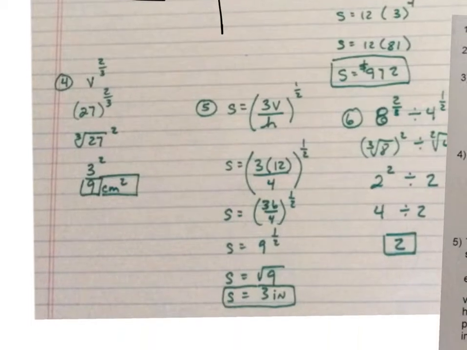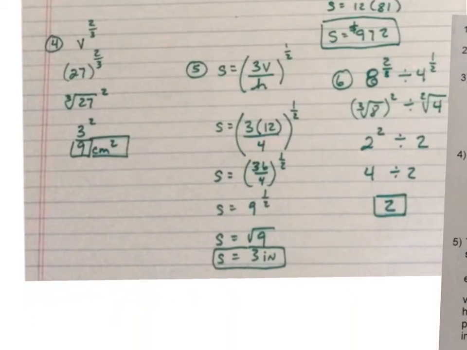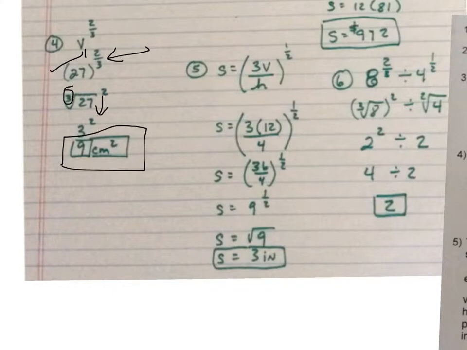Okay. On number 4, we're talking about volume. So notice we have a volume of 27 cubic something. It's to the 2/3 power. So that means this index right there goes right there. So that means the cube root of 27 is 3. Bring down your square, and that means 3 squared, which is 9. So I have 9 centimeters squared because they were talking about area.